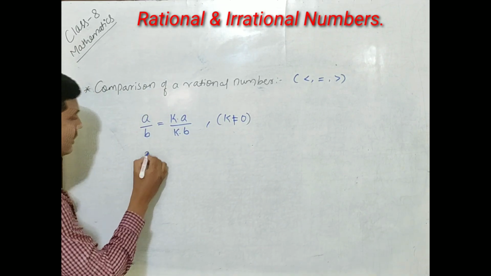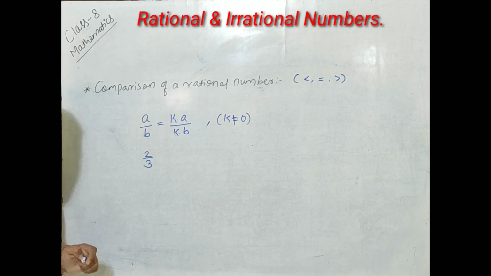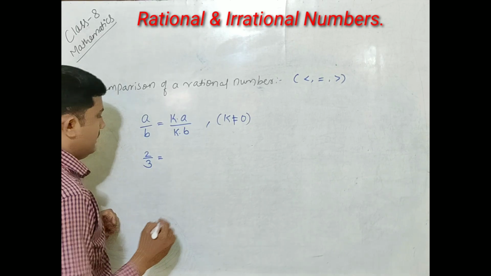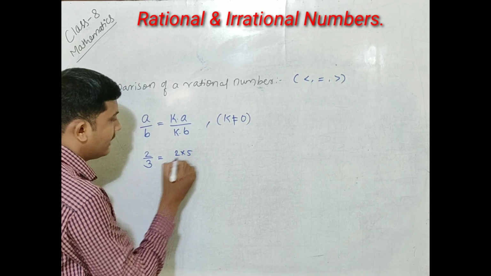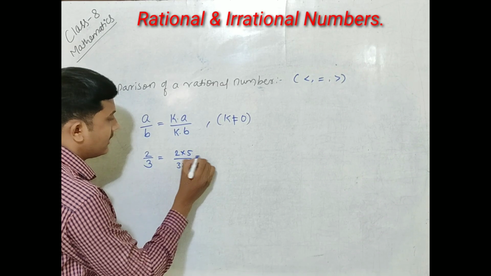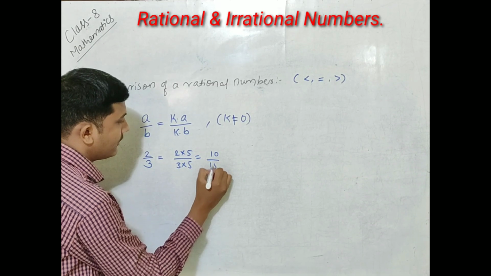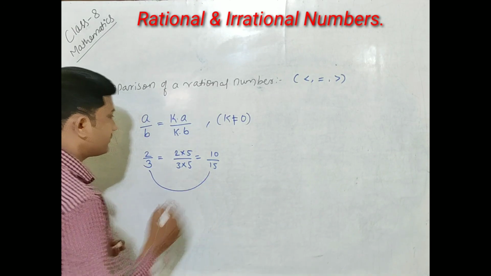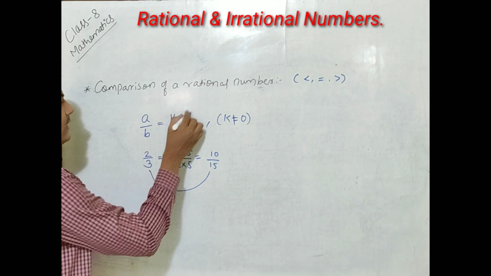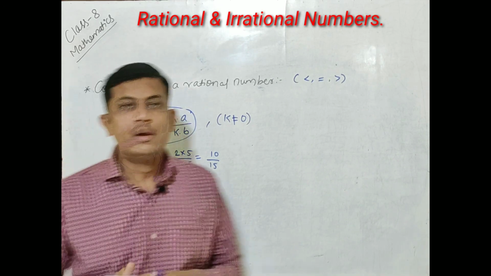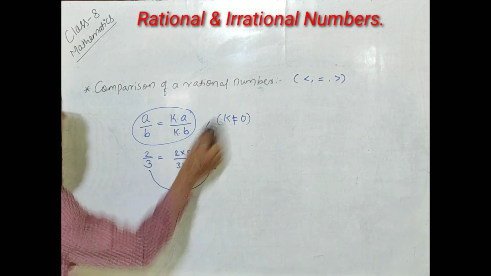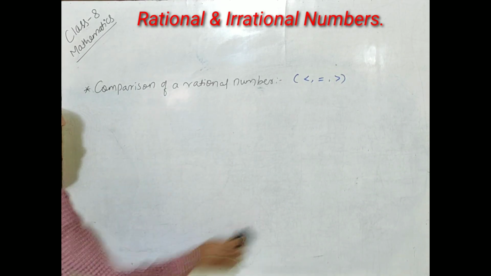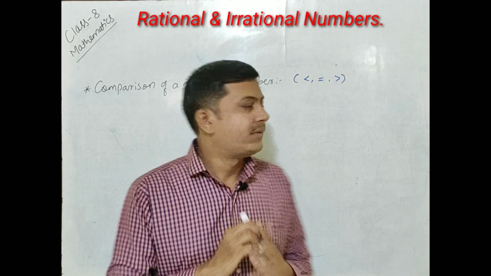For example, 2 upon 3 is a rational number. If we take any non-zero number and multiply it to the numerator and denominator, let it be 5, 2 into 5 and 3 into 5, that is 10 upon 15, it remains the same. So such a type is known as an equivalent fraction or equivalent rational number. Then for the comparison of rational numbers, we will take 3 cases.